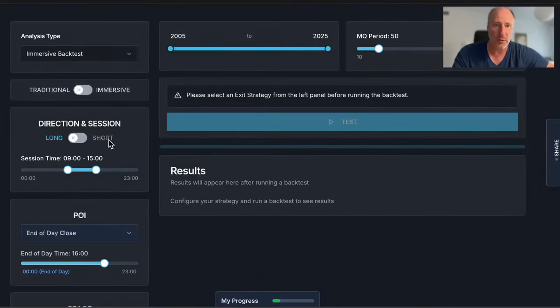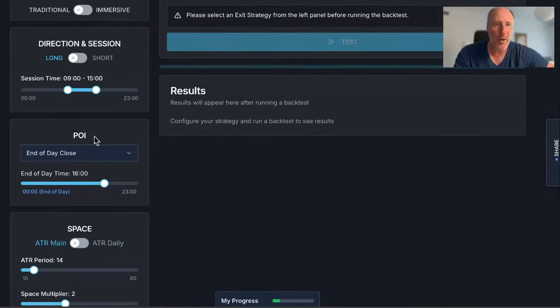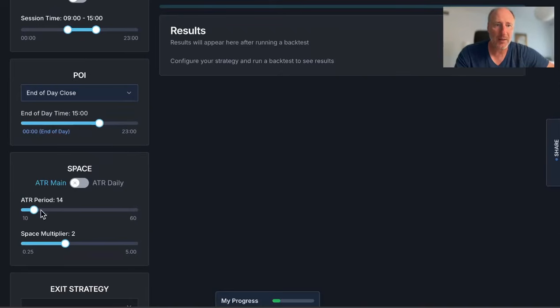Now let's continue. We will pick a very simple point of initiation. We can pick anything as a point of initiation, but for example, end of the day close is a good one. We already know that 9 to 3 p.m. is the main session, so end of the day would be 3 p.m. in what we're trying to build here. And we usually calculate the space as the ATR period multiplied by some space multiplier.